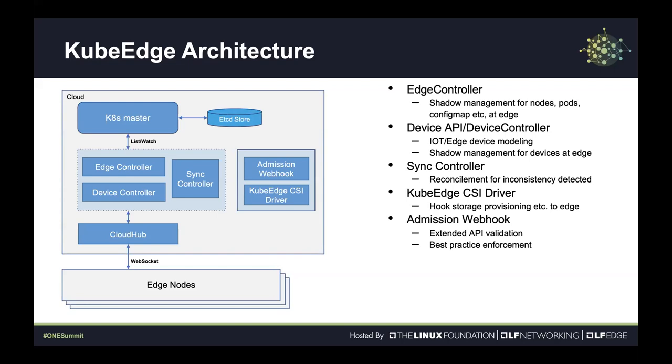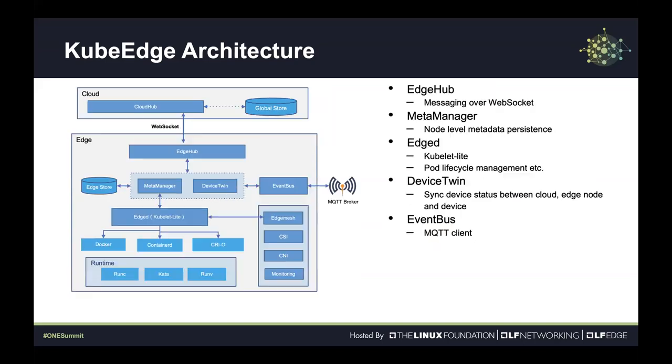The edge controller manages the node, the pod and the config map. That's the proxy. You can see it's shadow management: the proxy from Kubernetes to the edge. The device controller does the device modeling and also shadow management for all the devices on the edge side. The sync controller, as I said before, does reconcile for inconsistency. When inconsistent data is detected from the cloud to the edge, it's probably from a connection loss and restore. The CSI driver is for storage provisioning, and the admission webhook is for API validation and best practice enforcement.